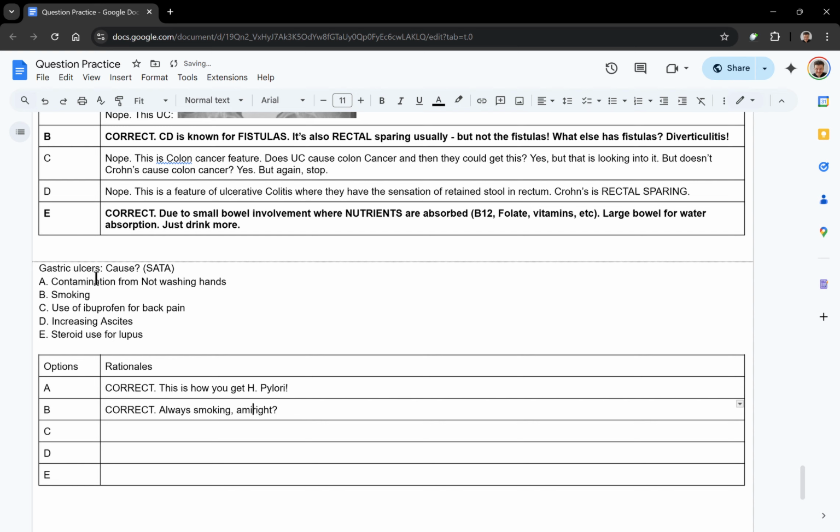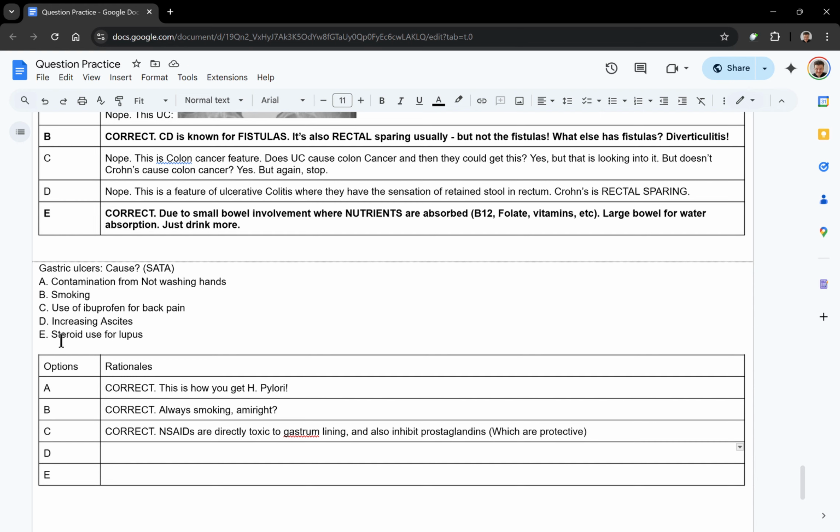All right, and then what else? Use of ibuprofen for back pain. Yes, that's correct, right? NSAIDs are directly toxic to the gastric lining, right? And what else? They inhibit prostaglandins, which are protective. Okay, and then what else?